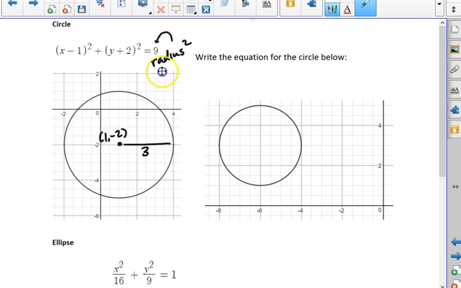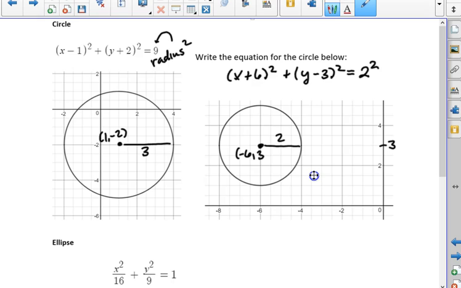So if we wanted to write the equation for this circle, we would first locate the center, which is at (-6, 3). The radius here is 2, so I would write (x + 6) squared plus (y - 3) squared equals 2 squared, or 4. So that is how you write the equation of a circle.